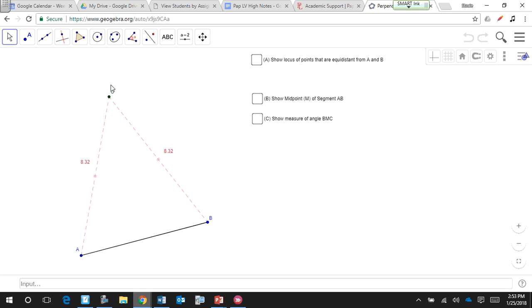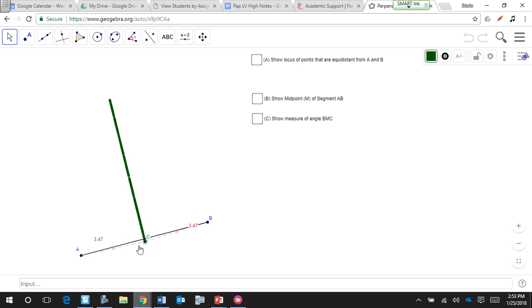So we have a point C and a point A, and notice that the distance between point A and C is 8.32 right now. Everyone see that? The numbers are kind of small. And between C and B is also 8.32. Okay? Watch what happens as I move C up and down. Okay? It's 5.71 both sides, right?